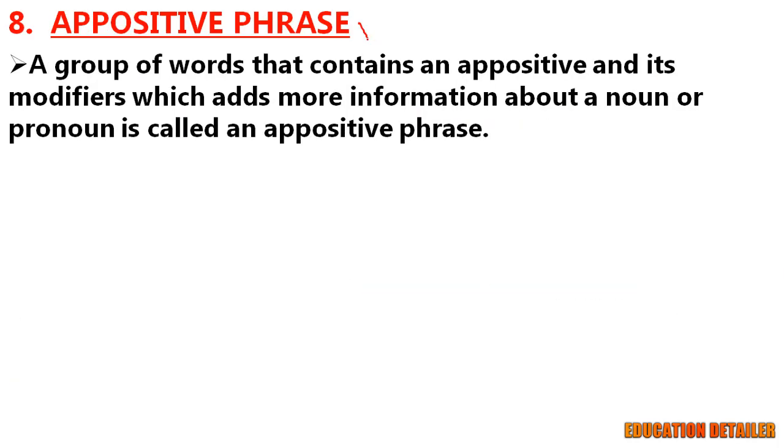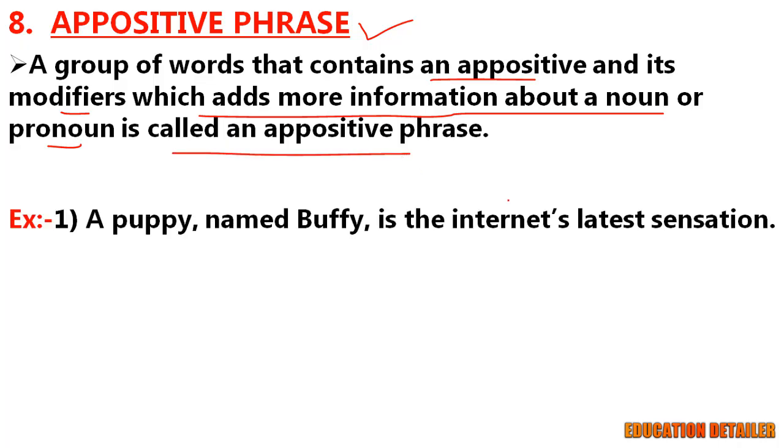Eighth type, appositive phrase. A group of words that contains an appositive and its modifiers which adds more information about a noun or pronoun is called an appositive phrase. Example, a puppy named Buffy is the internet's latest sensation. Here, named Buffy is an appositive phrase because it further identifies the noun puppy, or you can say it gives us more information about puppy.